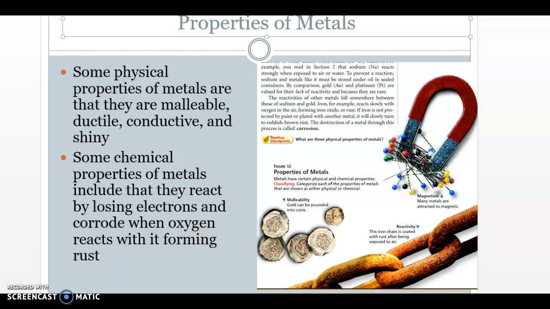Chemical properties, these are things that we can't necessarily see, but we know about metals. So for instance, they react by losing electrons. They corrode with oxygen. They have rust. A lot of them will rust because that's what rust is, oxidation. So those are some basic chemical properties of metals. There's many more, but those we're going to talk about individually in each of the groups. So those are your general chemical properties of metals.